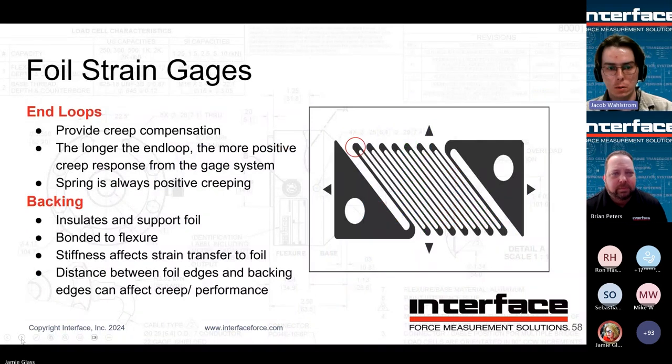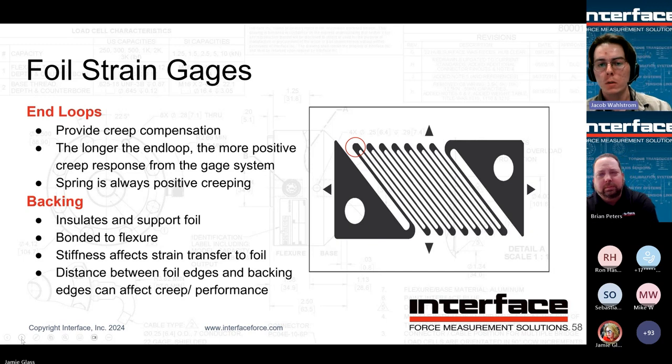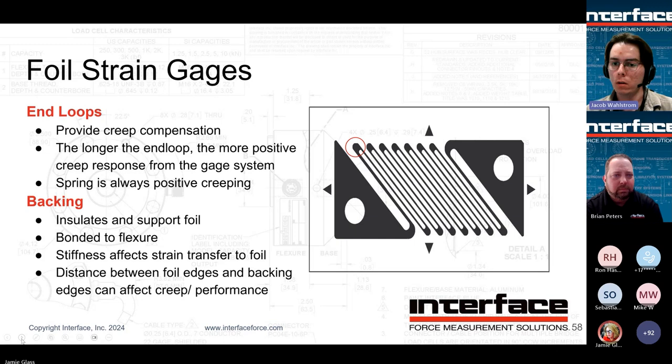Next slide, please. There we go. And so we talked about creep and creep compensation before, and how that's achieved is by changing the end loops. The longer the end loop, the more positive creep response of the gauge. You can think of the bigger end loops as giving more anchoring to the gauge, so they respond more like the flexure does. We use the end loops to match the gauges to the load cell and that capacity.